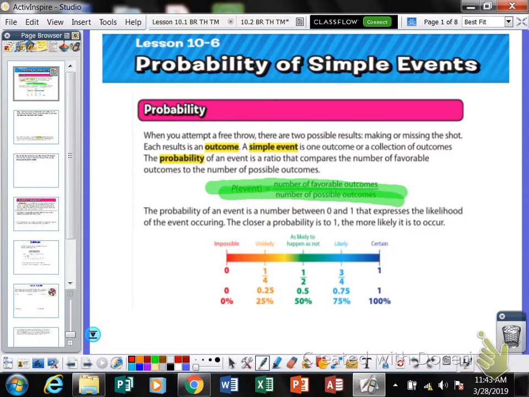We're going to use this number line as a way to gauge whether or not an event is going to happen.